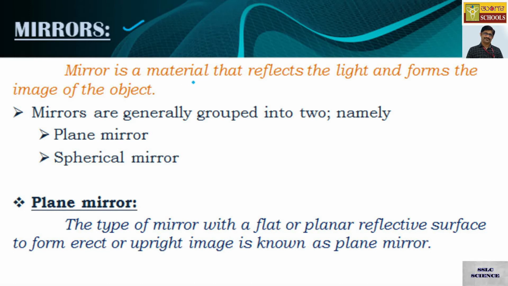Mirror is a material that reflects the light and forms the image of the object. Mirrors are generally grouped into two, namely plane mirror and spherical mirror. Depending on their shapes, mirrors are grouped into two. One is plane and the other one is spherical, or sometimes called curved mirrors.